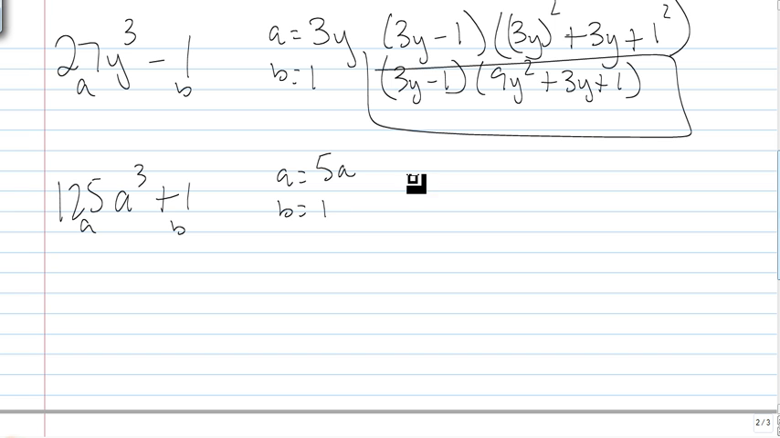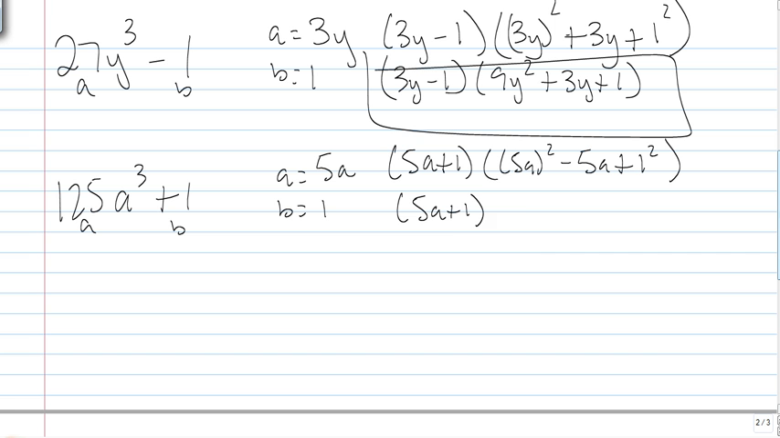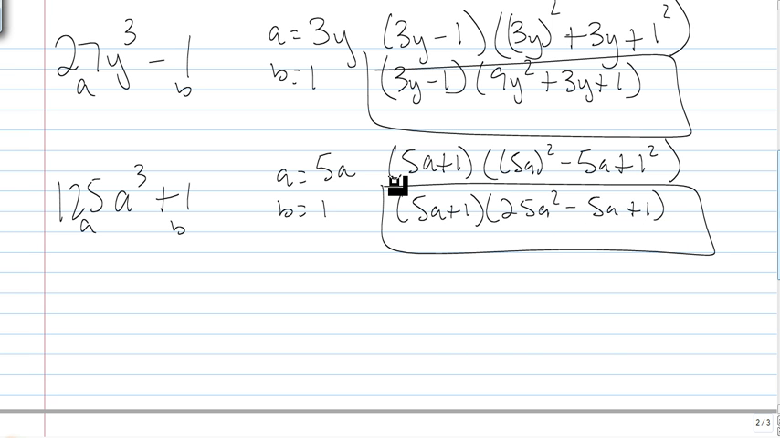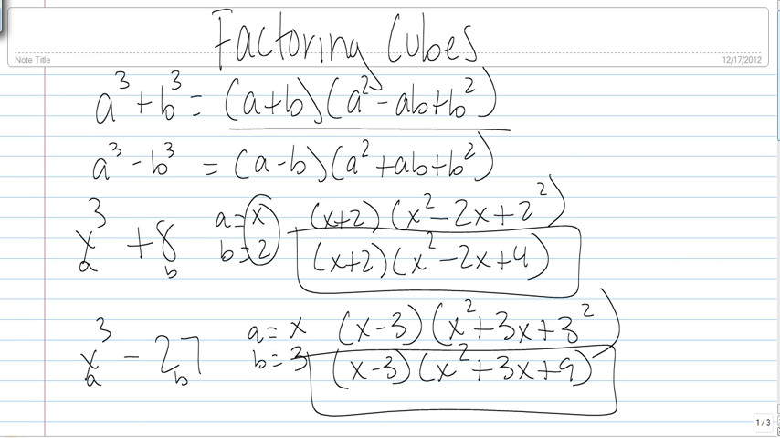So let's do this one more time. So it'd be 5a plus 1. And then 5a squared minus 5a plus 1 squared. And we'll simplify this further. So I have 5a plus 1, and then 25a squared minus 5a, and then plus 1. What we just worked on was factoring the sum and difference of cubes, and look at these original formulas, those are the ones you're going to use.